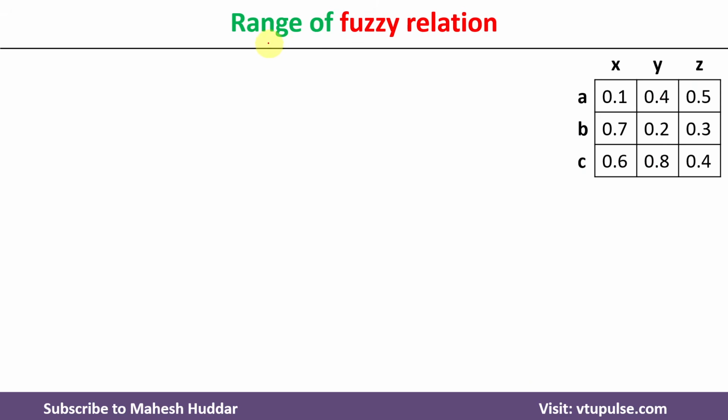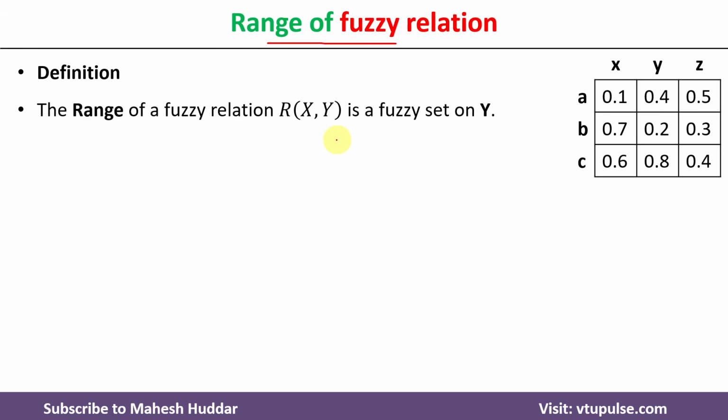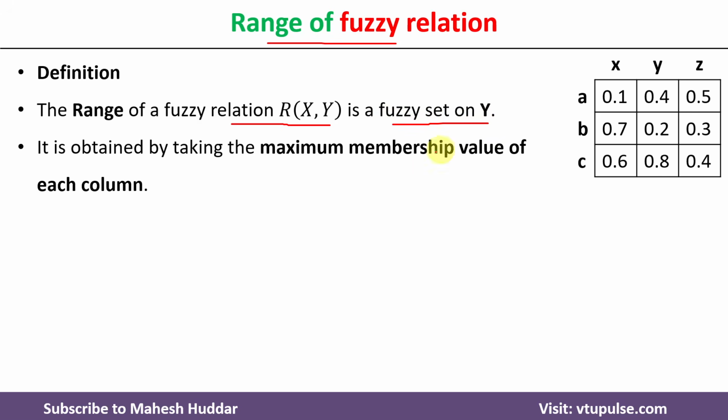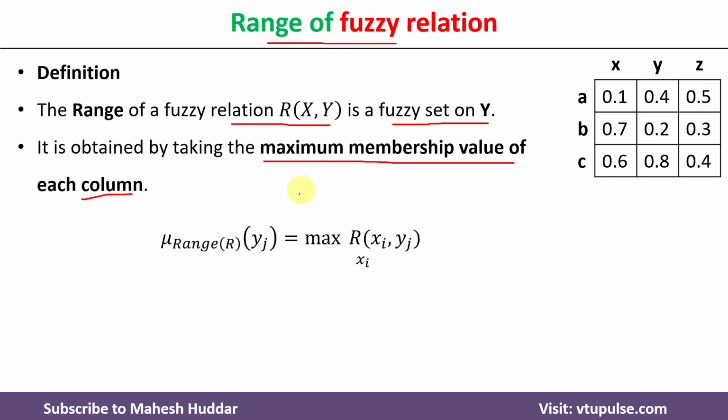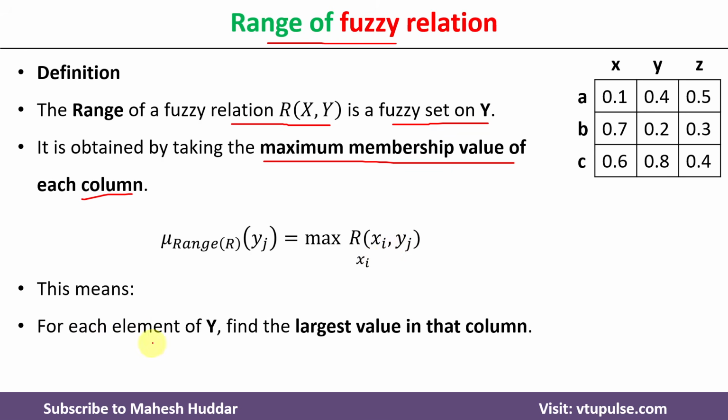Next, we will find the range of the fuzzy relation. So, the range of fuzzy relation R(X, Y) is a fuzzy set on Y. It is obtained by taking the maximum membership value of each column. So, it can be represented like this. That is, the membership value of Yj in range R is equal to the maximum value of R(Xi, Yj) for all Xi. This means for each element of Y, we need to find the largest value in that column.